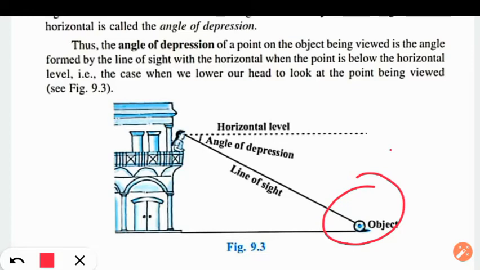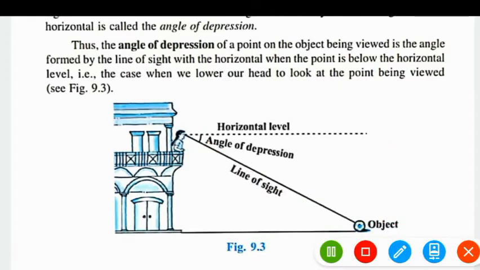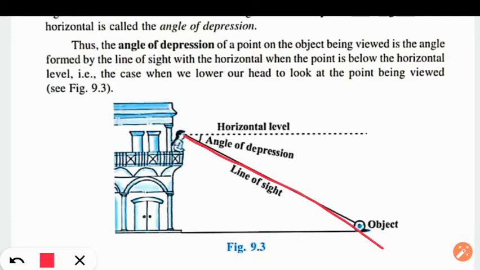So, when you are lowering your head, when anything is viewed from top to down by making a particular angle with the horizontal, that angle is known as the angle of depression, in short. So, see, here is the object and you are watching this object by making this imaginary line of sight. The angle made by the line of sight with the horizontal is known as the angle of depression, and this angle must be equal to this angle. Why? They are alternate angles.